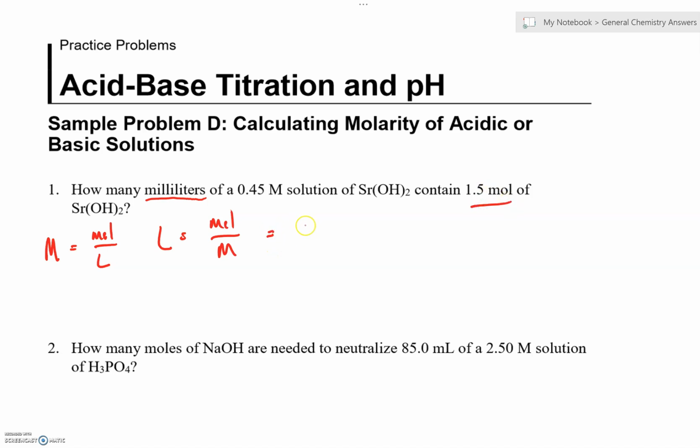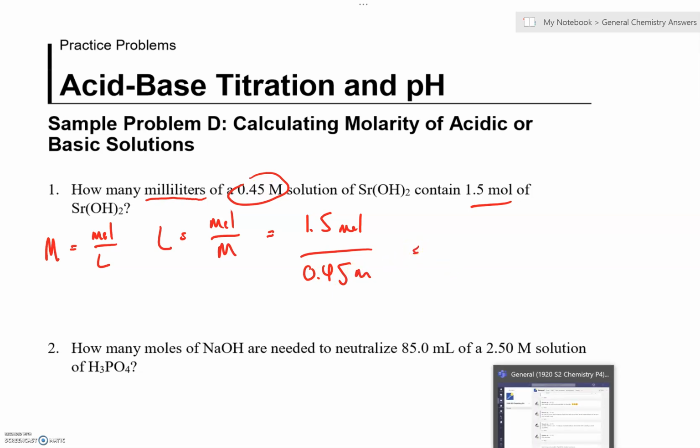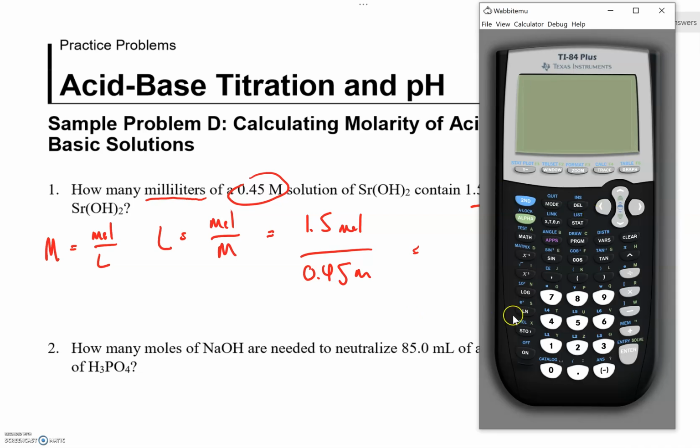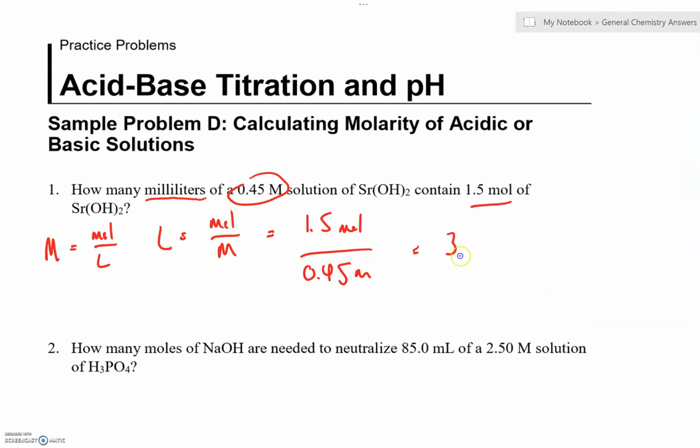1.5 moles of strontium hydroxide. We're going to put this right here. It's a 0.45 molar solution. And we're going to bust out our calculator. So 1.5 divided by 0.45. And this tells us that we have 3.33 liters of the solution. So 3.33 repeating liters.